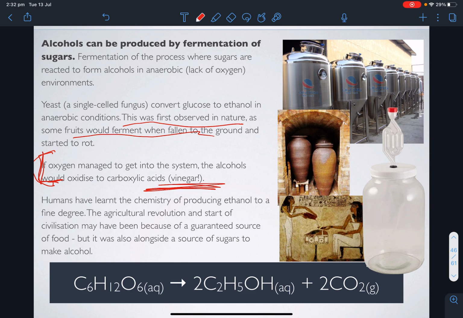These days our systems are really good though, and so we have to actually purposely make vinegar for our needs. Yeah, here we go. Humans have learnt the chemistry of producing ethanol to a fine degree.